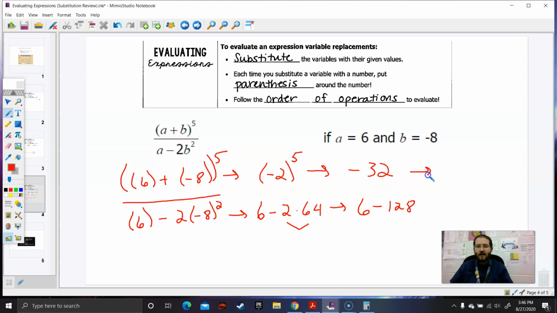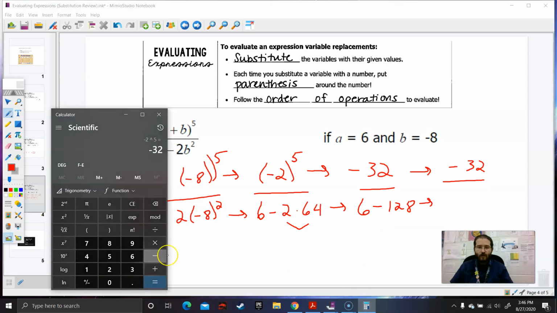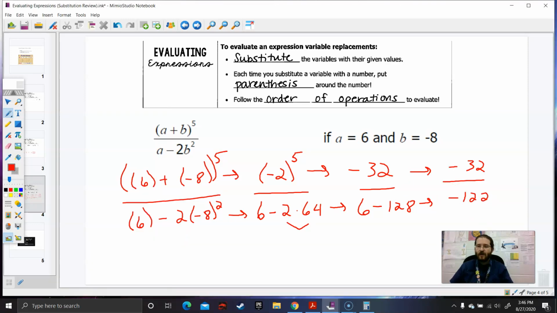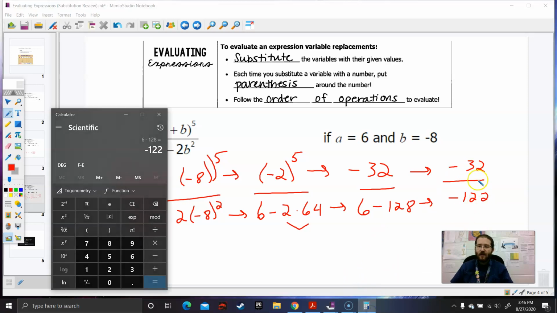6 minus 128. All right, 6 minus 128, we get negative 122. Now we want to simplify. So negative 32 divided by negative 122.